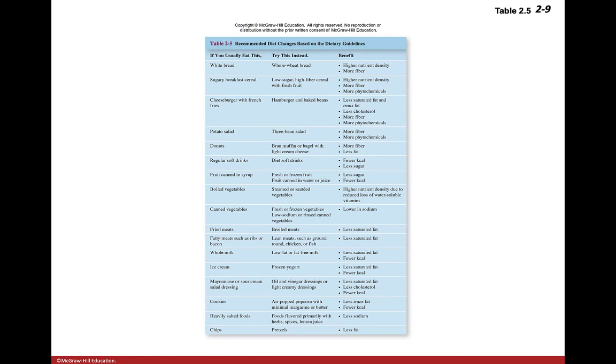But once again, the overall pattern here is shifting towards foods that are higher in nutrient density and lower in energy density. And those are patterns that are really important that we try to maintain when trying to keep a healthy life pattern.